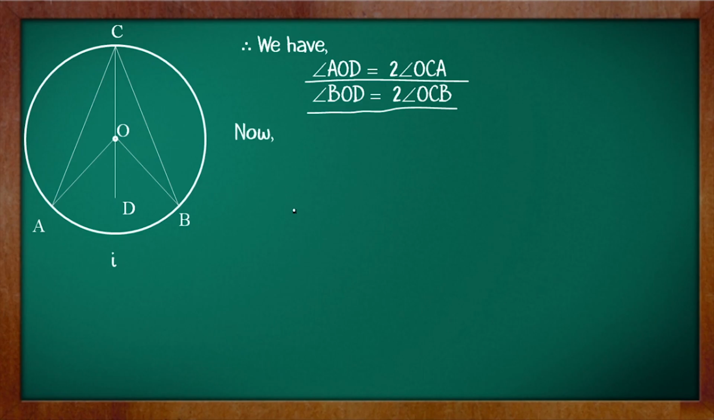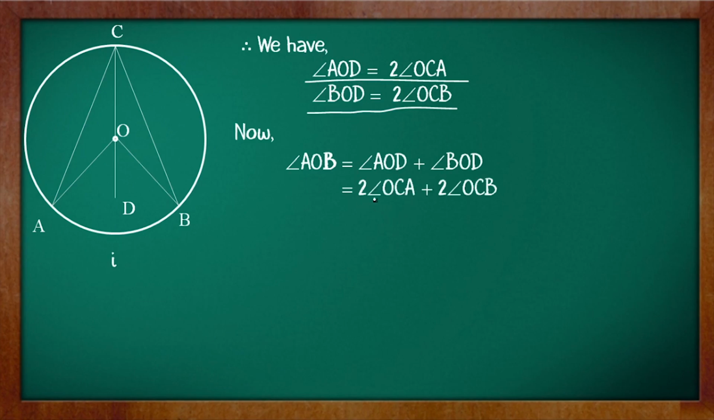So here we see the angle AOB. So this is angle AOB here. Here we can see that this whole angle is the sum of angle AOD, that is this angle here, and angle BOD. So angle AOB is the sum of angle AOD plus BOD. And what is the value of angle AOD? It is 2 angle OCA. And what is the value of angle BOD? It is 2 angle OCB.